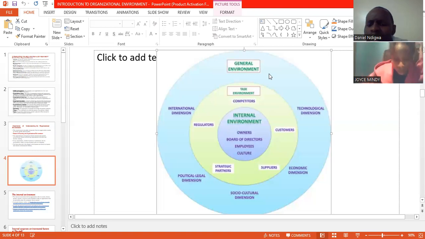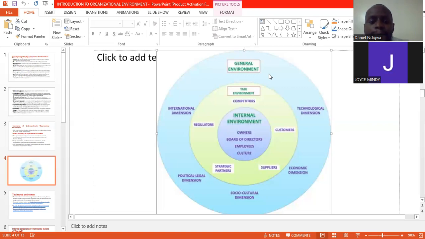Then we also have the social cultural dimension. Different regions, different cultures, and it affects how people interact within businesses. For example, when you go to China, there's a way they behave, there's a way they interact, and that will affect businesses. Also when you go to Islamic countries, there are some foods that are not even allowed to eat, and that can affect your business.